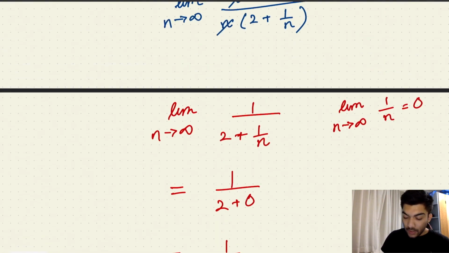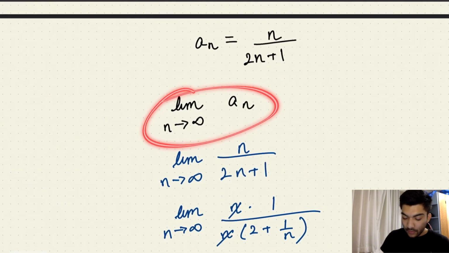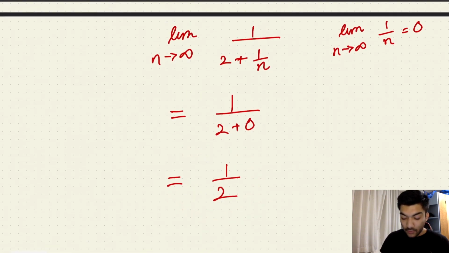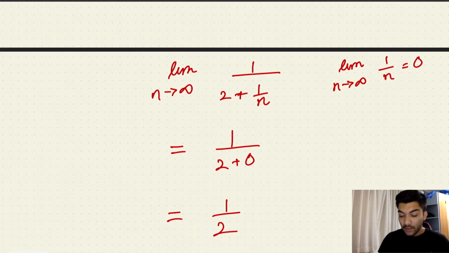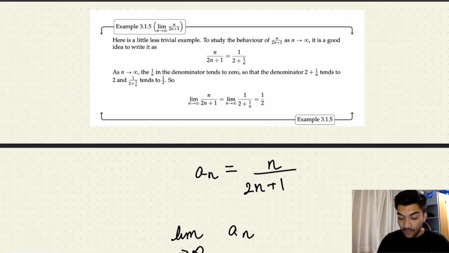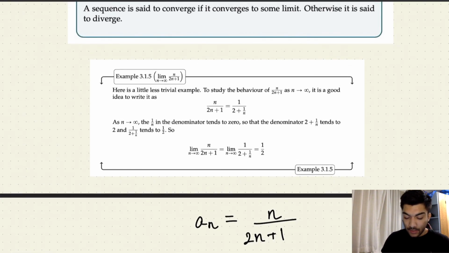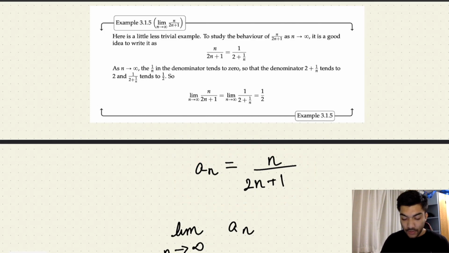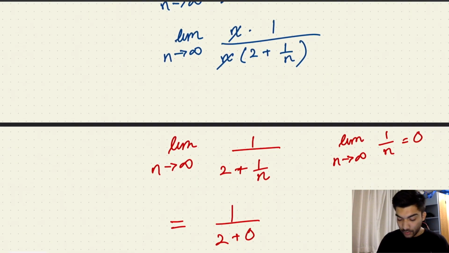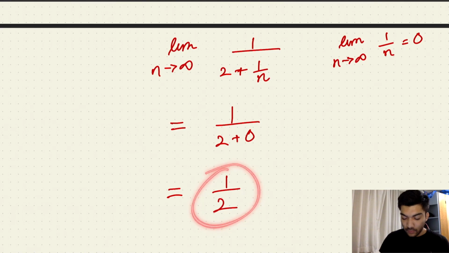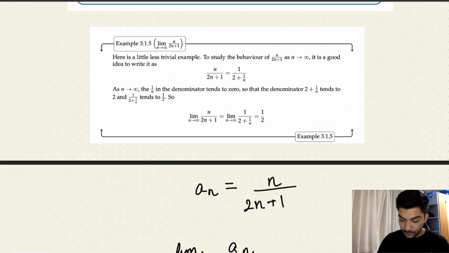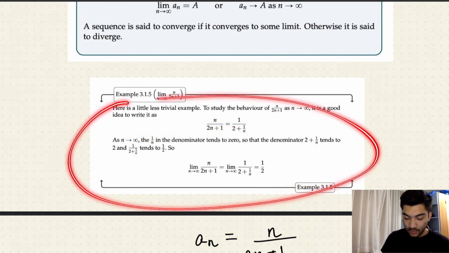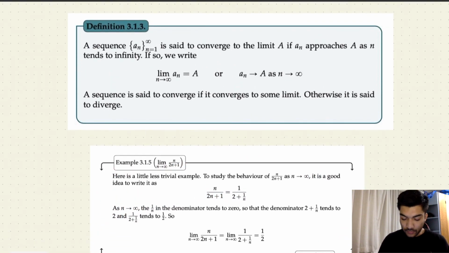So now you can clearly notice that your limit for n tending to infinity of a of n is 1 by 2, which is a real value, right? Since this is a real value, you can clearly say that your sequence, whose nth term is denoted by this expression over here, will converge, and it will converge to 1 by 2 in this case, which you can clearly notice in the solution to this answer over here as well, right?